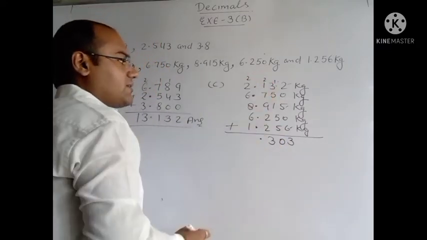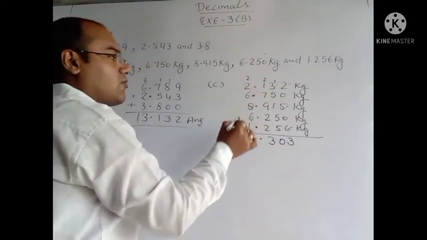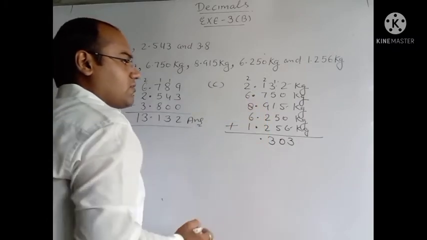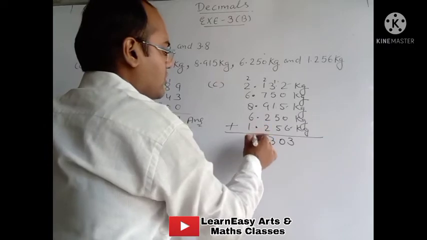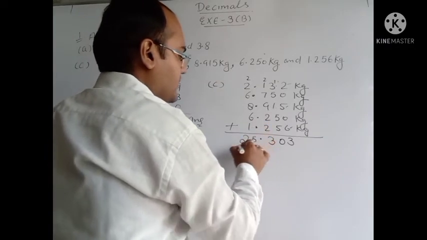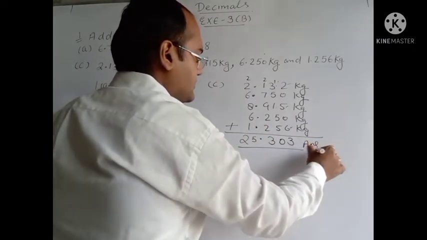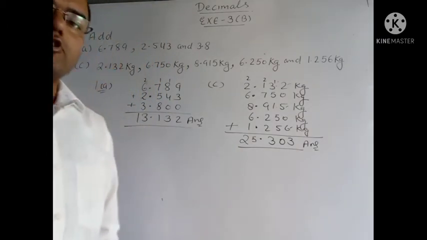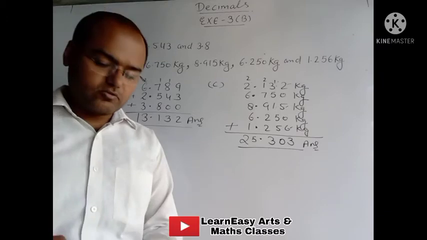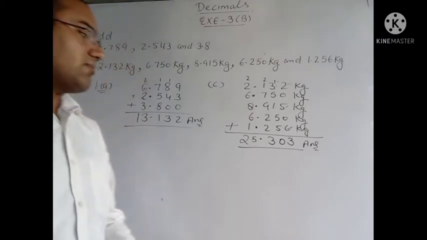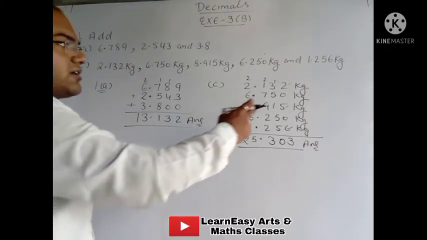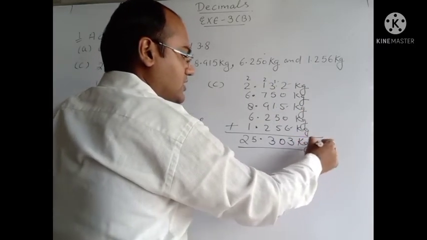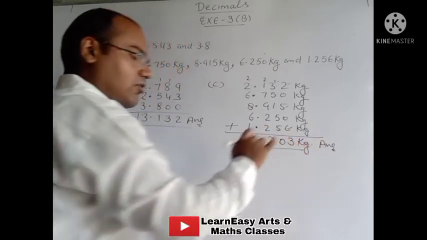2 we will write here. 2 and 2 will become 4. 4 plus 6, 10. 10 plus 8, 18. 18 plus 6, 24. 24 plus 1, 25. So here our final answer is 25.303. So like this you have to do question number first. And one more thing you have to remember here. Here the unit is kilogram. In the answer you have to put the unit also. This is compulsory. We have to write kilogram also.